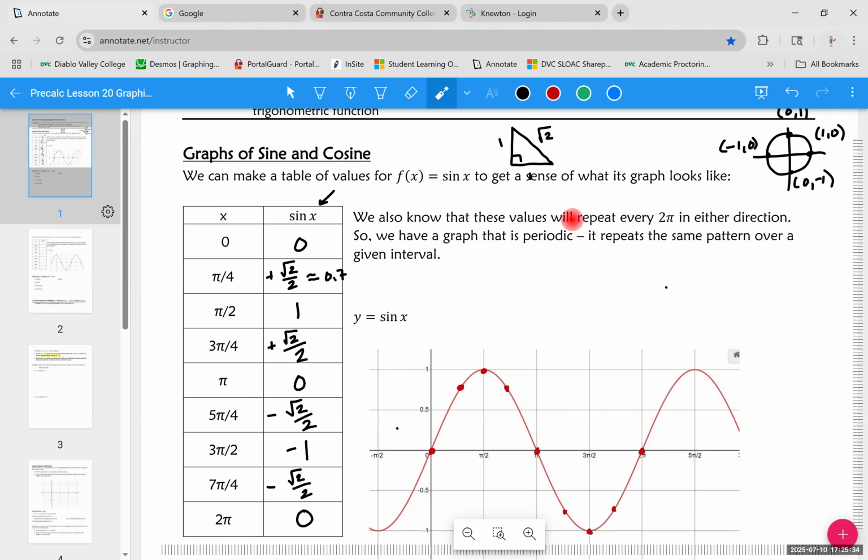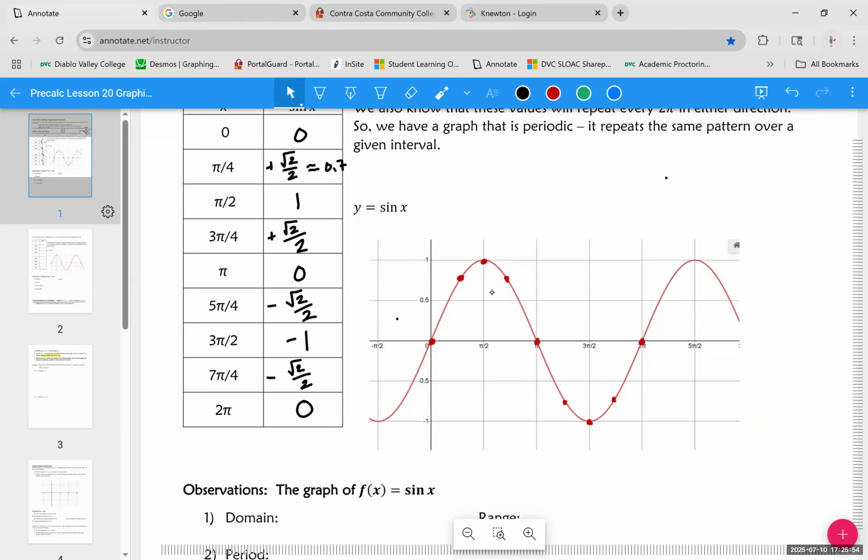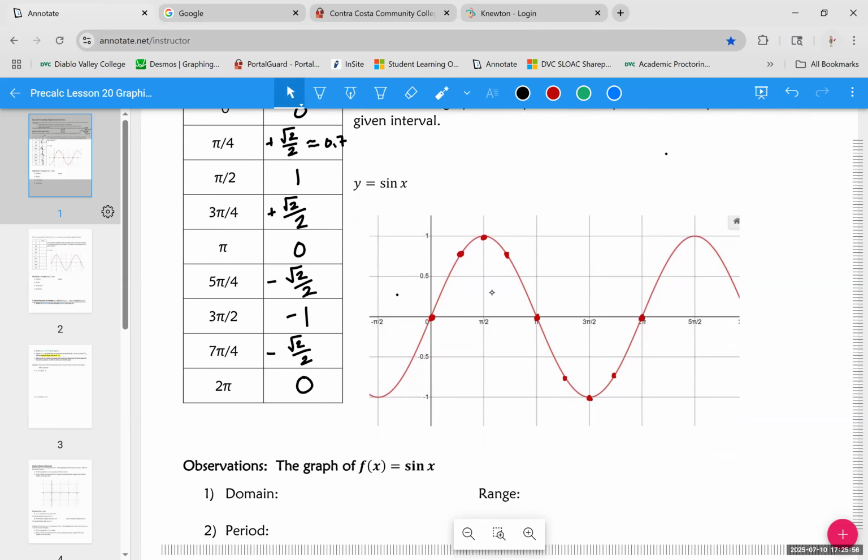So we also know these values will repeat every 2 pi in both directions, this way and this way, because it's either going around one more time or going around this way one more time. So it repeats this pattern over the given interval. Okay. So this is the graph of sine that you're going to want to remember.